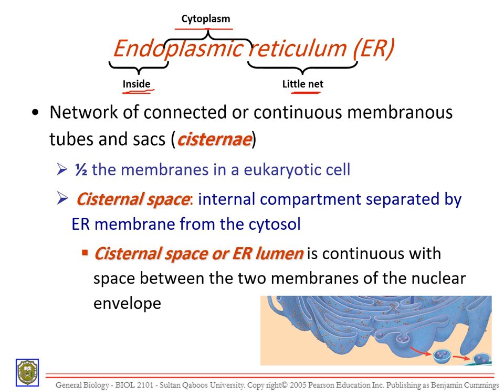And the cisternal space also has another name, called ER lumen, it's the same thing. You can either call it cisternal space or you call it ER lumen. What is it? It is continuous with the space between the two membranes of the nuclear envelope. Okay, and I think I explain this better using the slide.